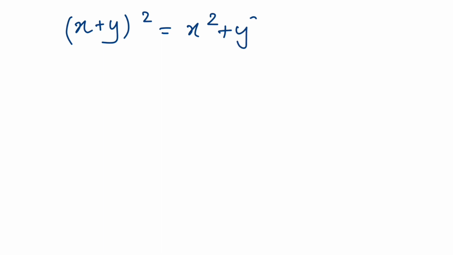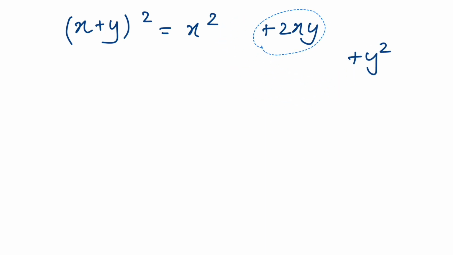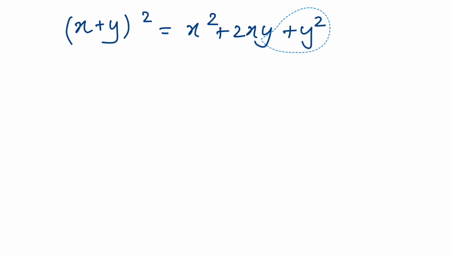The identity is (x plus y) the whole squared is equal to x squared plus y squared plus 2xy, or rather the correct way to write it is with 2xy in the middle: x squared plus 2xy plus y squared. This is the preferred way of writing it. So how did we come up with this identity?